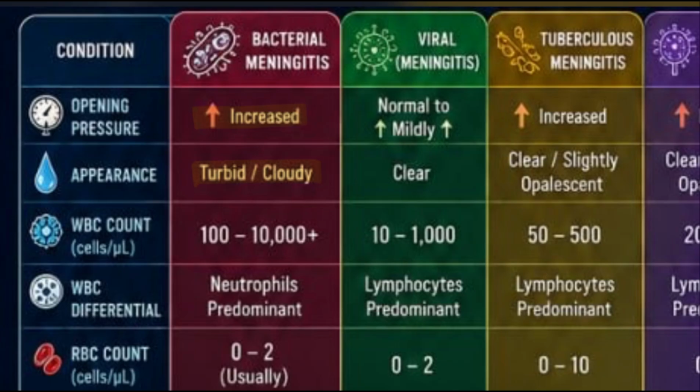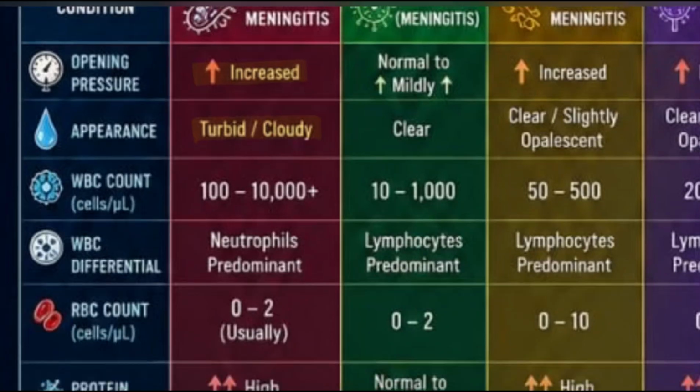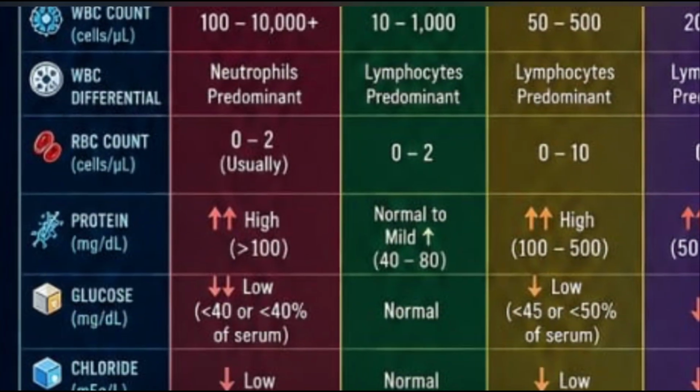And the WBC count will increase, like 100 to 10,000, more than 10,000. So in cells, you can see neutrophil predominant. In RBC count, the RBC count will be 0 to 2 usually. The protein will be high, greater than 100.